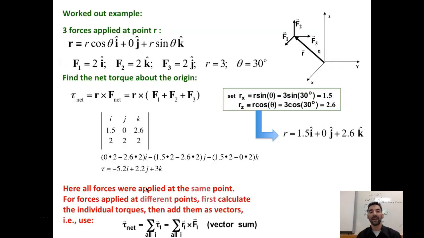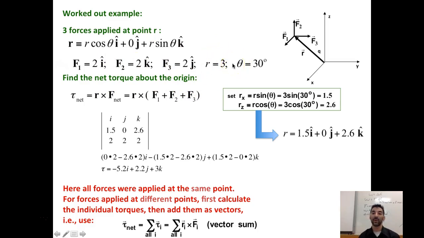Now here I have a worked out example. What do I do with all of this? I have a worked out example of three forces at point R. R is given at some distance away. I have my three forces, and R is given as R cosine theta in the I hat direction. There is no J hat direction, R sine theta in the K hat direction. I know I have a force of 2 in the I, 2 in the K, 2 in the J, and they gave me R equals 3.